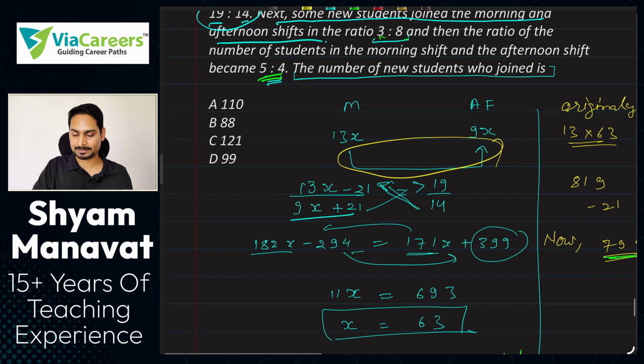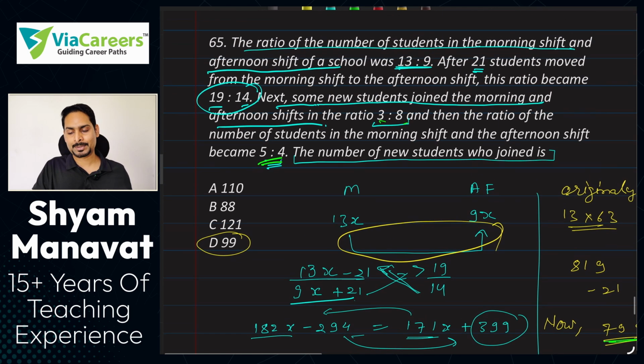Do we have that? Yes. Option number D is your answer. So it's pure ratio, nothing else. Beautiful question, right? Okay. Let's try the next question.